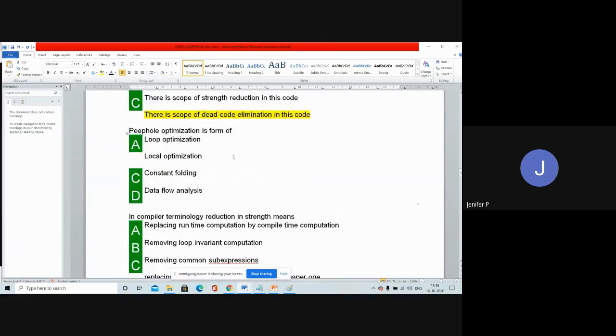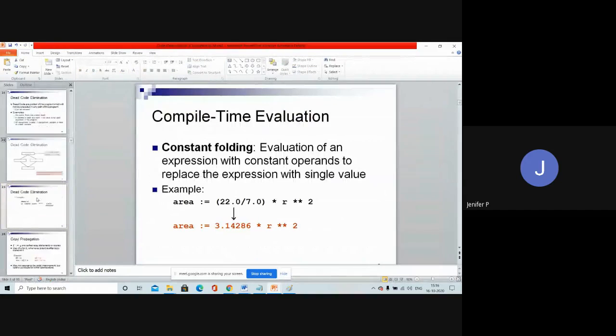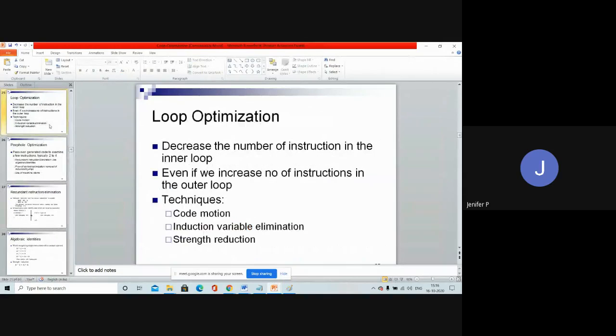The next one is peephole optimization is a form of, what will be the answer? Loop optimization ah illa, loop optimization techniques ஞாபகம் இருக்கா? என்ன பார்த்தோம் loop optimization? See here, loop optimization will be the various techniques are code motion, induction variable elimination, then strength reduction, right? So these are the techniques of loop optimization: code motion, induction variable elimination, strength reduction, right? So now see to it.